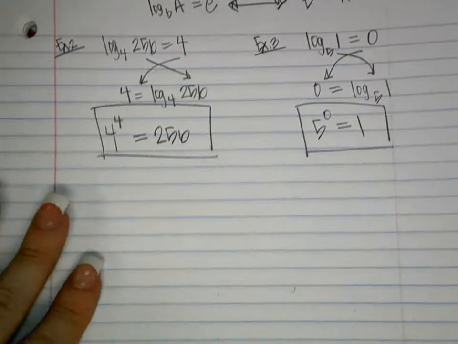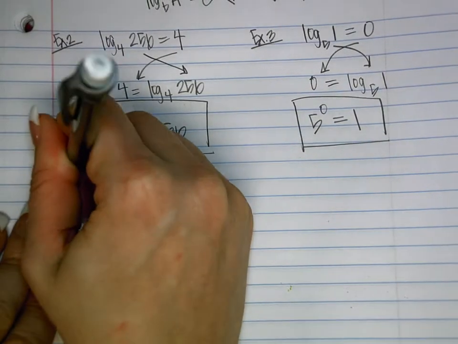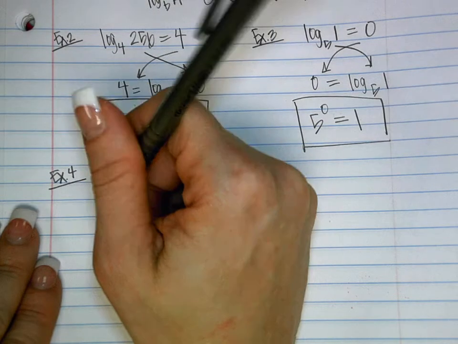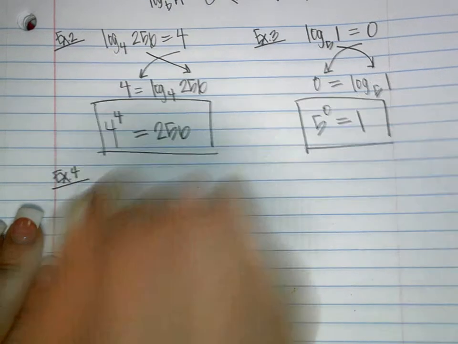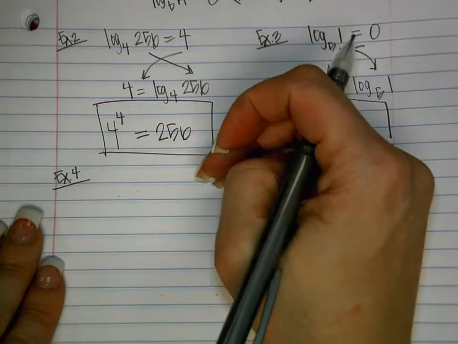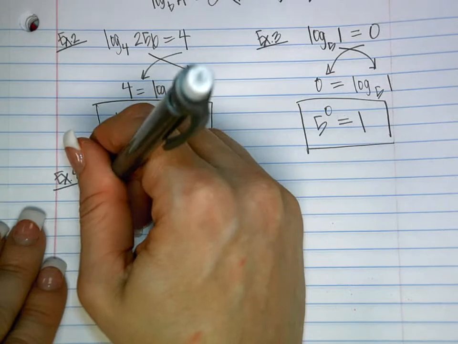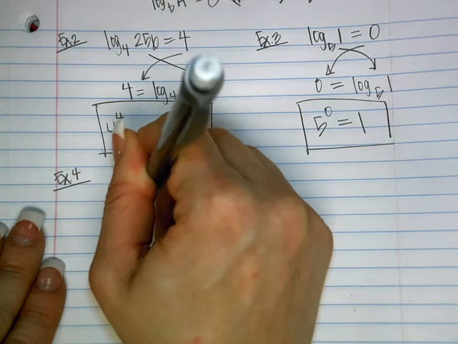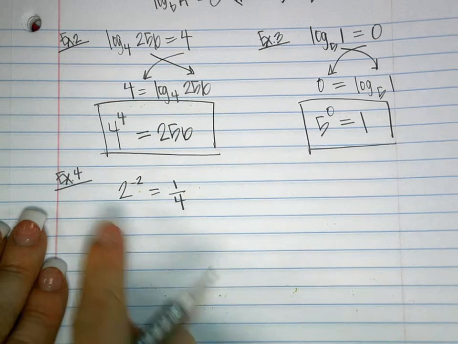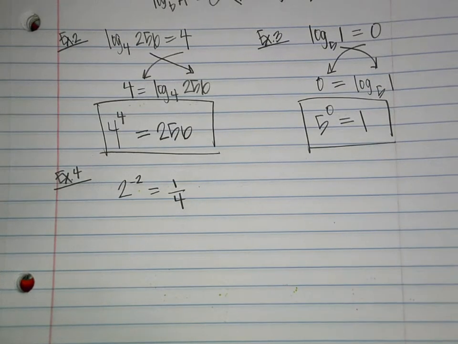Okay, let's try another one. For number 4, let's try going backwards, from exponential form to log form, because that's a little bit more difficult for people. I want you to write 2 to the negative 2 equals 1/4 in log form. I'm going to go backwards, because I do want you to be able to write them both ways. So if I'm going to go backwards, how would I write this?